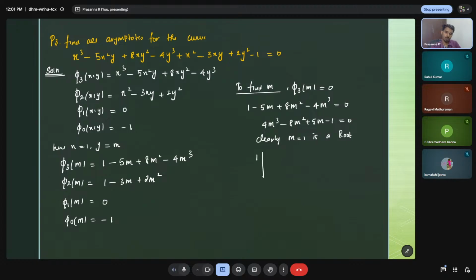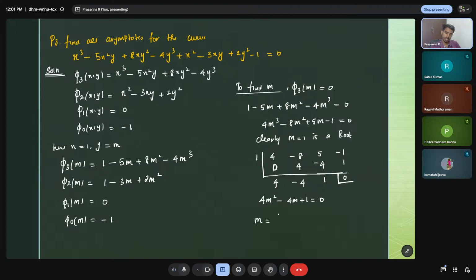Now find the other roots by synthetic division. So 4, minus 8, 5, minus 1. You have to put 0 here. You add 4 plus 0 is 4. Multiply 1 into 4 is 4. Add, minus 4. 1 into minus 4, 5 minus 4 is 1, and this is 1. This is 0. The other two roots are given by solving 4m square minus 4m plus 1 equal to 0, right? Now this is a quadratic equation.